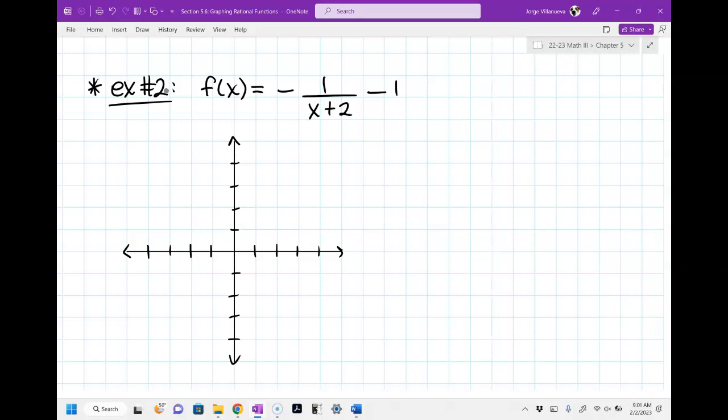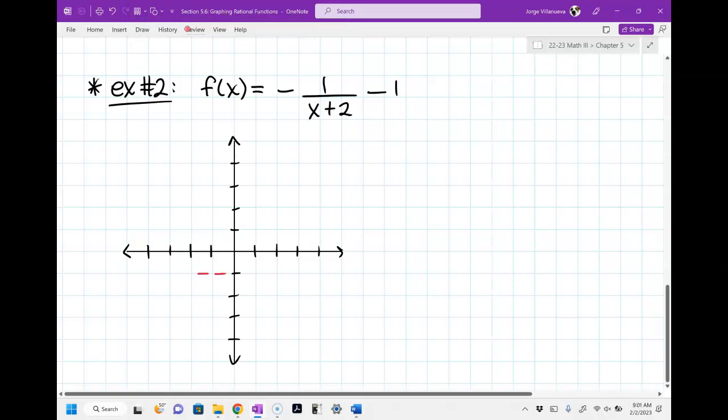So horizontal asymptote, where do I draw it? What letter was it? Horizontal? My C value. What's my C value? Negative 1. So let's draw a horizontal line at negative 1.